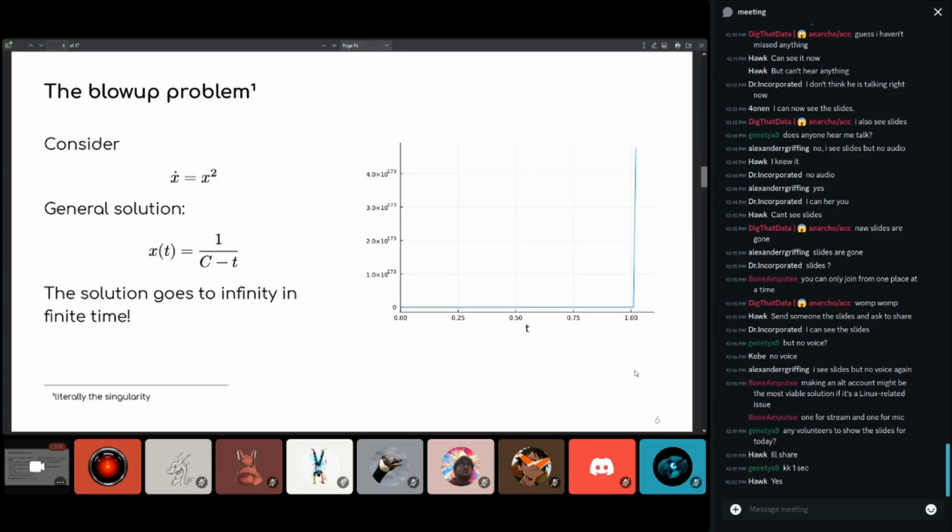So the very simple example is this one. x dot, so the time derivative of x, is equal to x squared. The generic solution for this is simply 1 over c minus t, where c is some constant. And so you can see that whenever you do this, in some finite time here, just a little bit over 1, you go to infinity and you stop.